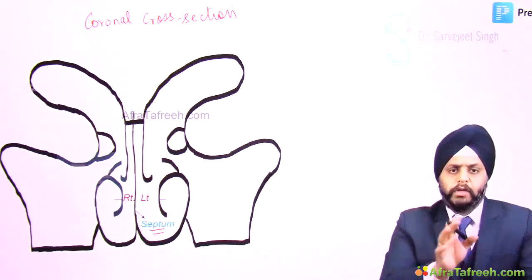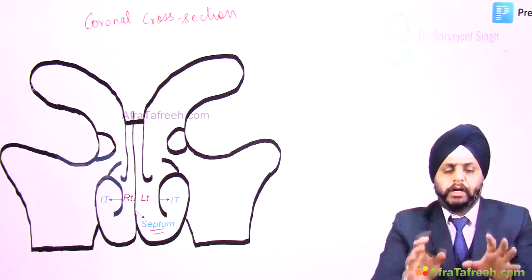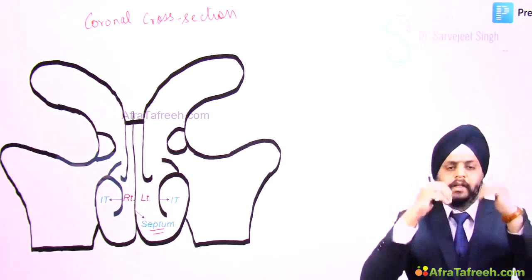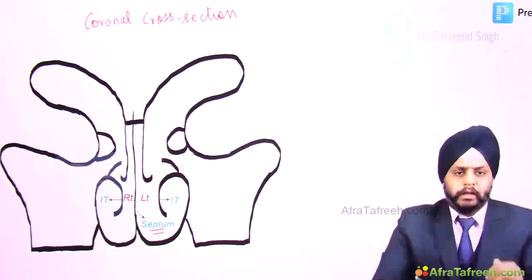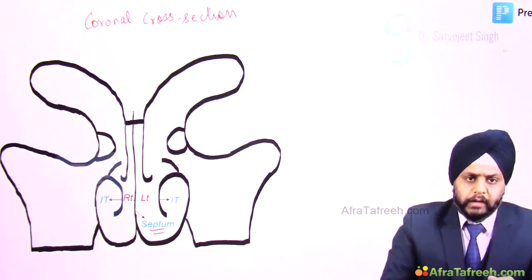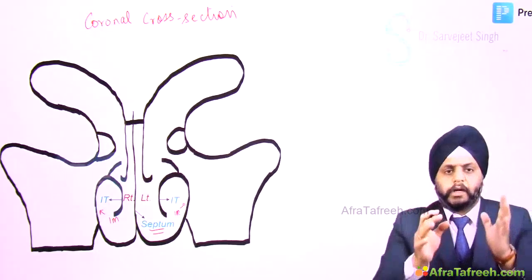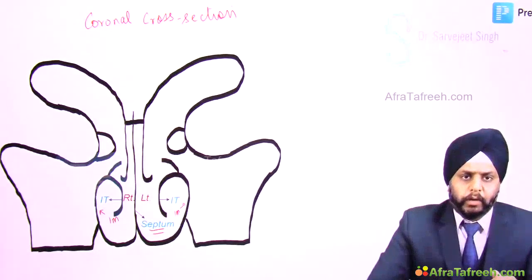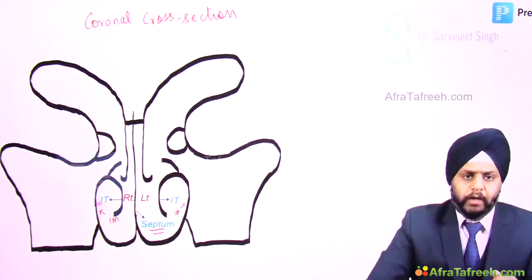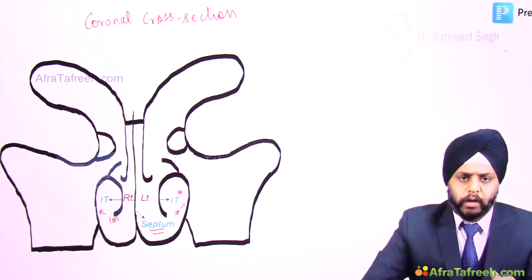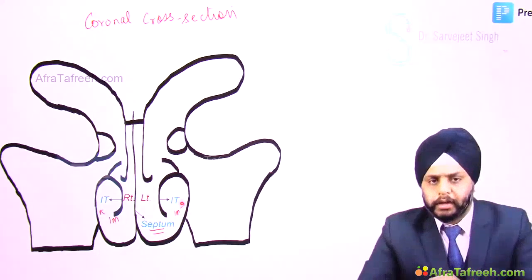What else can you see over here? You can see the inferior turbinate. On both sides in the nasal cavity, you can see the lowermost turbinate, that is the inferior turbinate. Because that's the inferior turbinate, this is the inferior meatus on both sides, the space on the lateral wall. This is the lateral wall, and we have the inferior meatus over here.